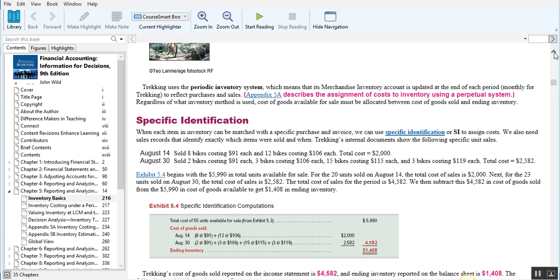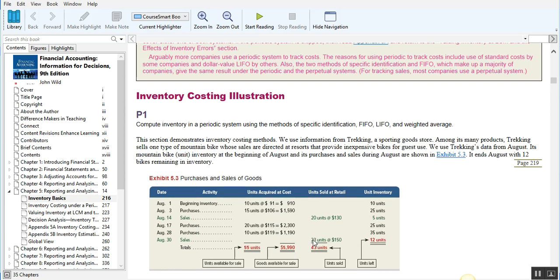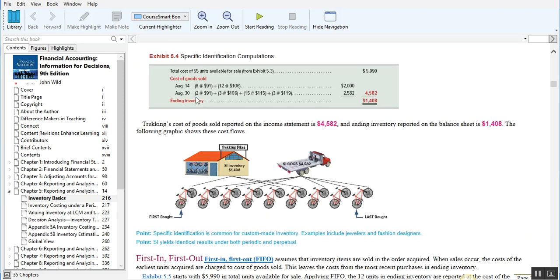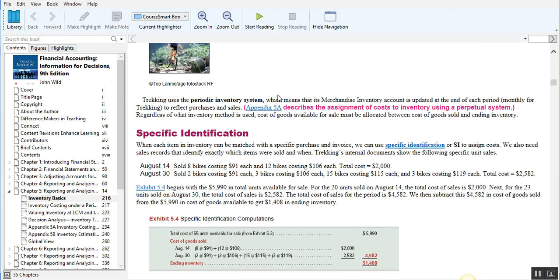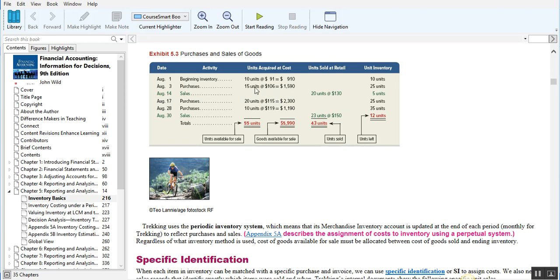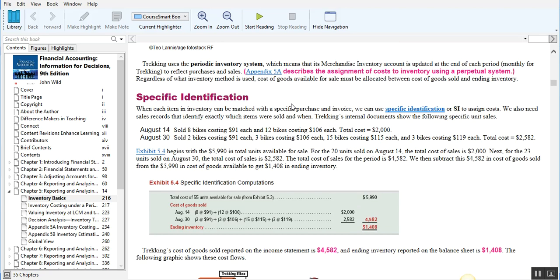Then on August the 31st, we sold 23 units. And again, this is specific identification. We kept track of this and we sold 2 of the remaining units that we paid $91 for, 3 units that we paid $106 for, the 3 remaining units, 15 units that we paid $115 for. So we're selling the rest of these, and the rest of these. And then we get to 3 units that we're selling at 119.